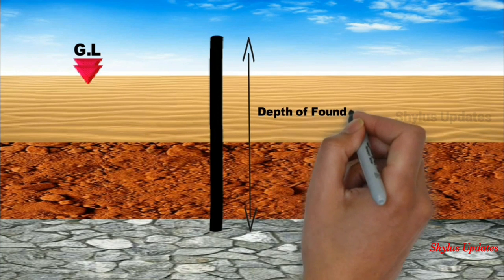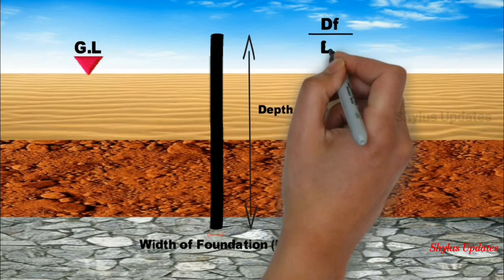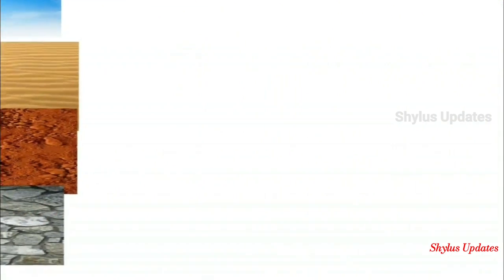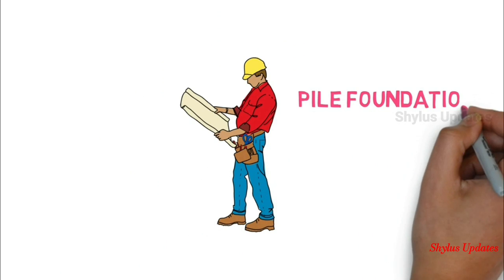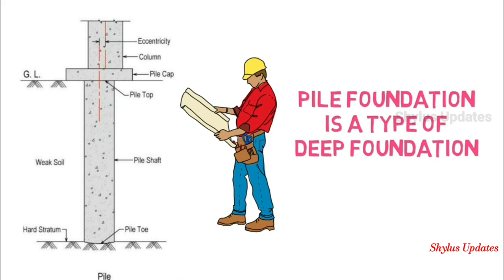When the depth of foundation is more than the width of foundation, that is Df/Bf is greater than 1, then the foundation is called a deep foundation. Deep foundations extend up to hard strata below the ground surface, having a depth of more than 1.5 meters. Pile foundation is a kind of deep foundation. It's actually a slender column or long cylinder made of materials such as concrete or steel, which are used to support the structure and transfer the load at desired depth, either by end bearing or skin friction.